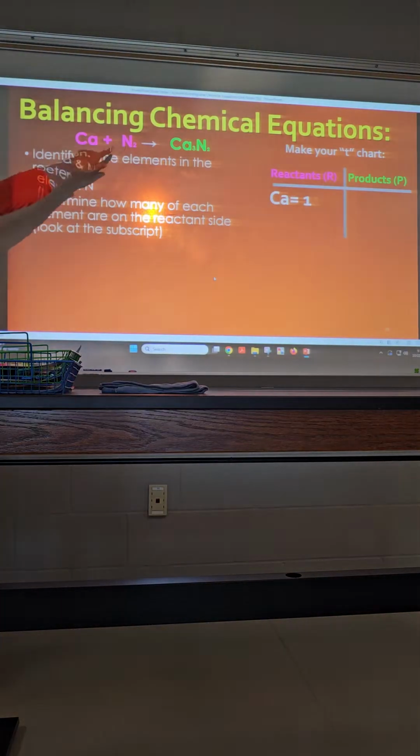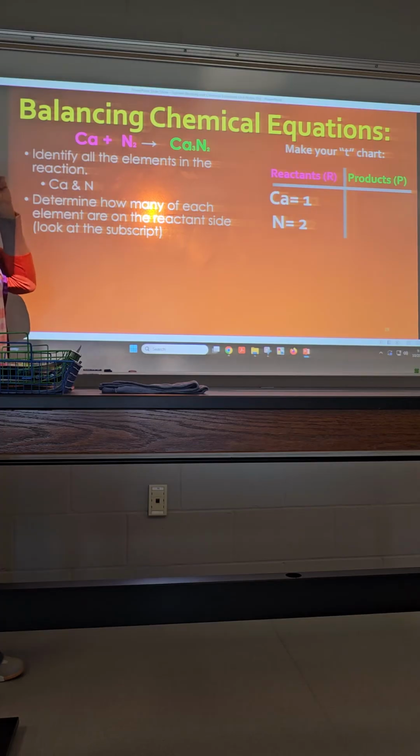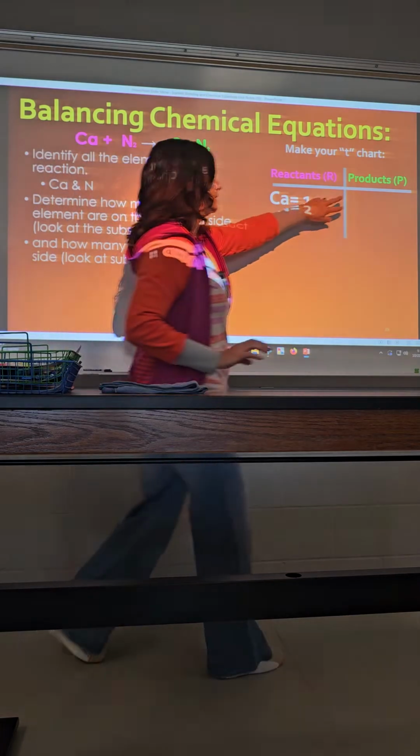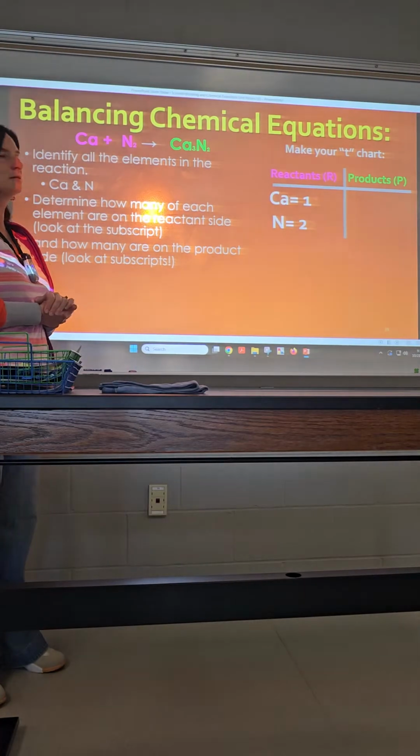So you're putting that on your chart. And then how many nitrogens are there? How many are there, Josie? 2. So we're going to put N equals 2. And then we go to, and we're just looking at the product side now, so we're going to do Ca. How many Ca's are there? Cypress?